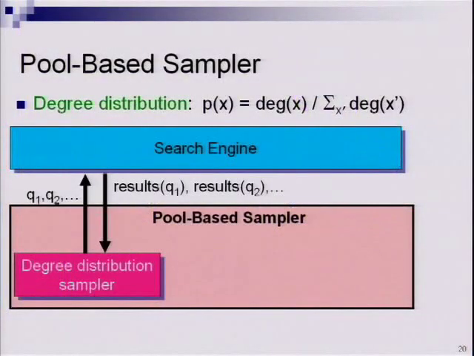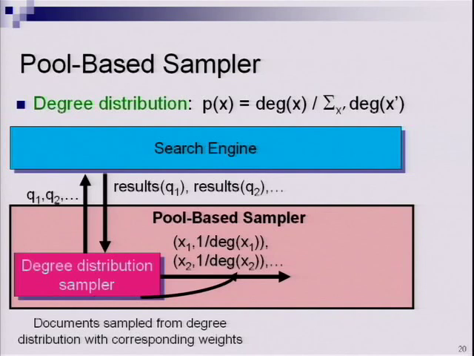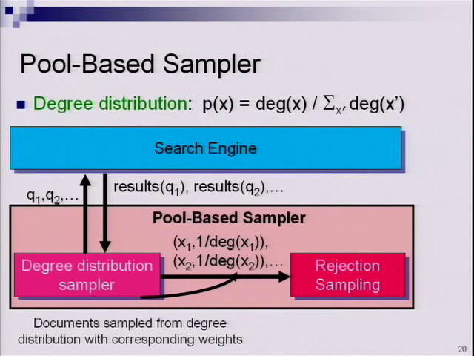OK, so how do we use rejection sampling to create our sampler? As I told you, we have some way to create samples from the degree distribution, and I'll show you in a second how we do that. This has to interact with the search engine somehow. It generates samples from the degree distribution and feeds them into a rejection sampling procedure, together with these bias weights. And then the rejection sampling procedure just outputs a uniform sample from D. So it's very, very easy. The main question to be asked is, how do we sample from the degree distribution? If we do that, we are done.